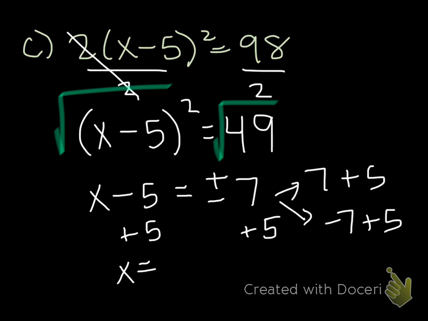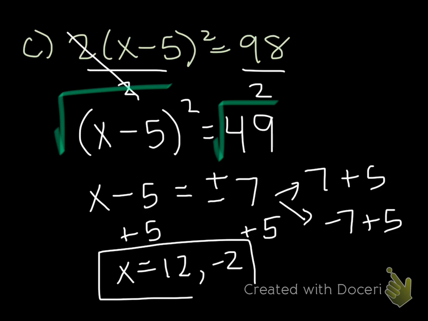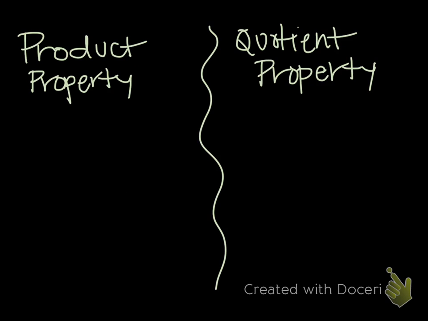So one answer is 12. The other answer is going to be negative 2. So the common mistake is that students will write plus or minus 12. I'm adding 5 to two completely different numbers. So now you have 3 practice problems to try.